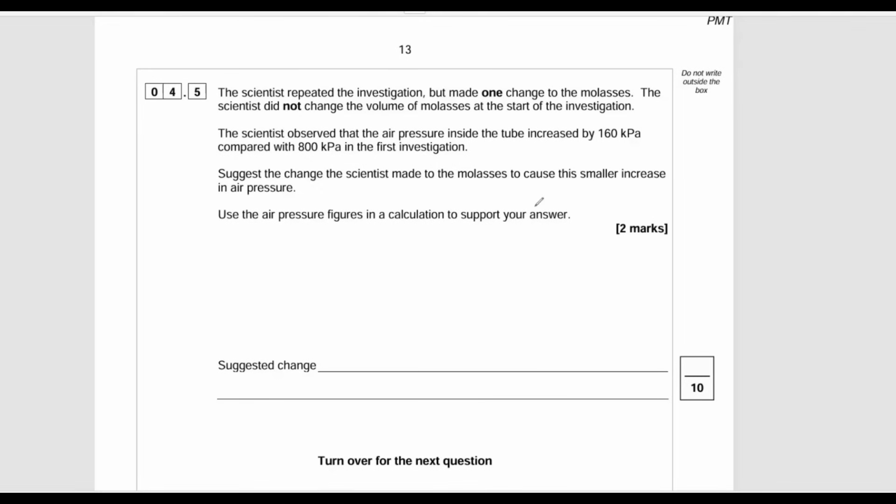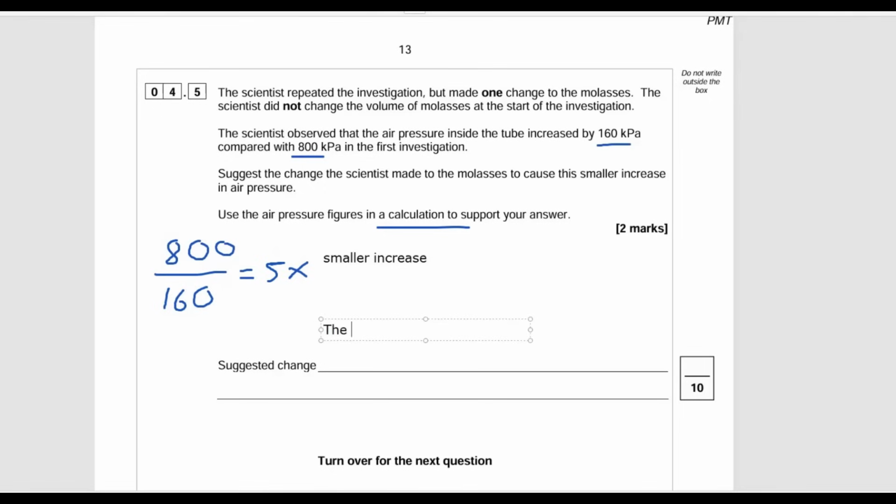So they've asked us to do a calculation. Well, we can see how much it only increased by 160 compared to 800. So first of all, let's find out how much less it increased. 800 over 160 is going to get us the first mark. So equals 5 times smaller increase. Right? So it increased by 800 the first time, only by 160 the second time. So it was 5 times smaller increase. So we're going to say the increase was 5 times smaller. There's our calculation for 1 mark.